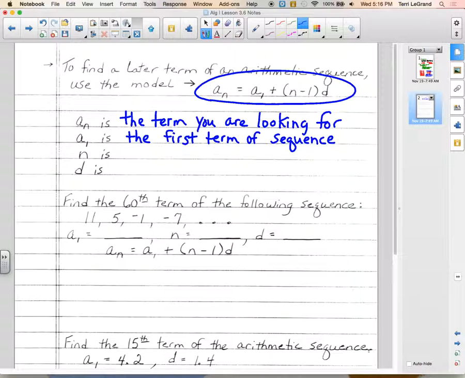N is the number of term you want, we'll say. So if you want the 100th term, N is 100. And D, we already talked about that also. D is the common difference.